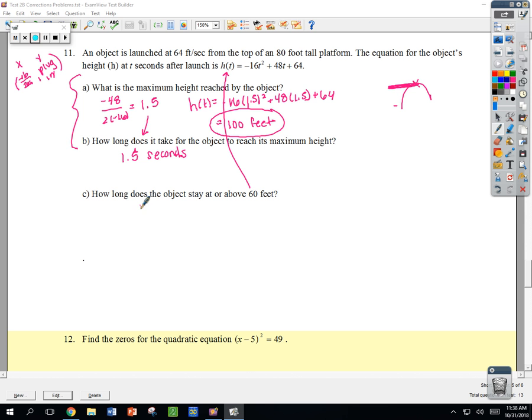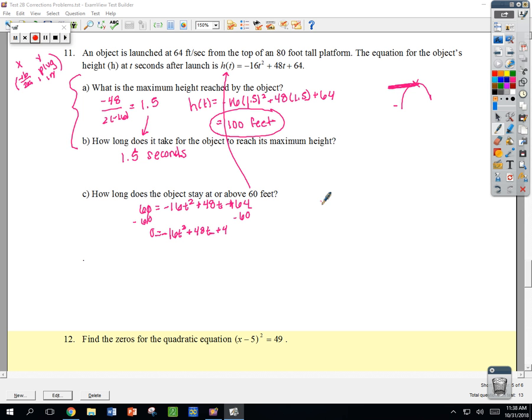So when I'm solving my problem, it's 60 is equal to negative 16t squared plus 48t plus 64. So it's not equal to 0 because 0 is the ground. And it wants to know how far is it going to stay above 60 feet, not the ground. So I would solve and make this equal to 0 so that I can start solving my quadratic. So when I do that, I get 0 equals negative 16t squared plus 48t plus 4.